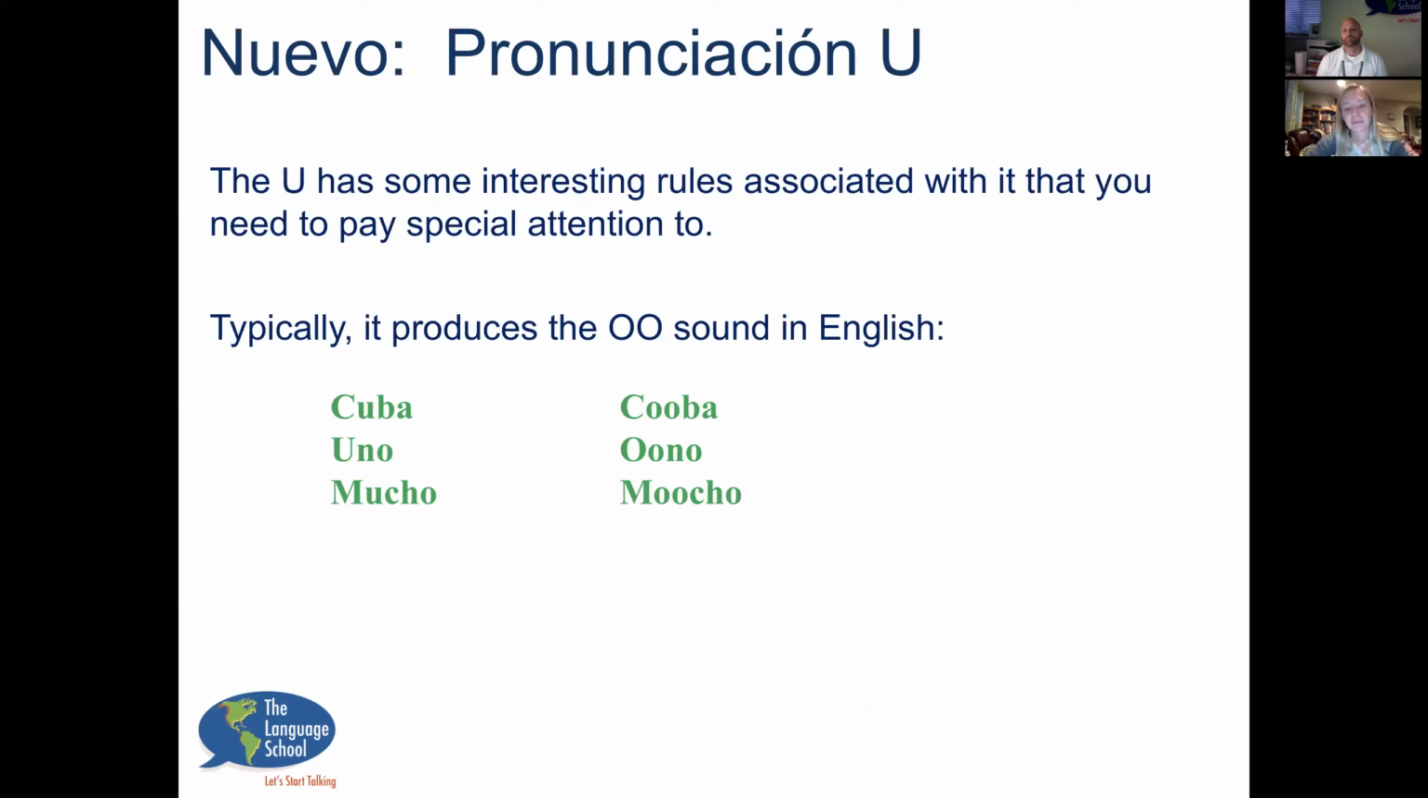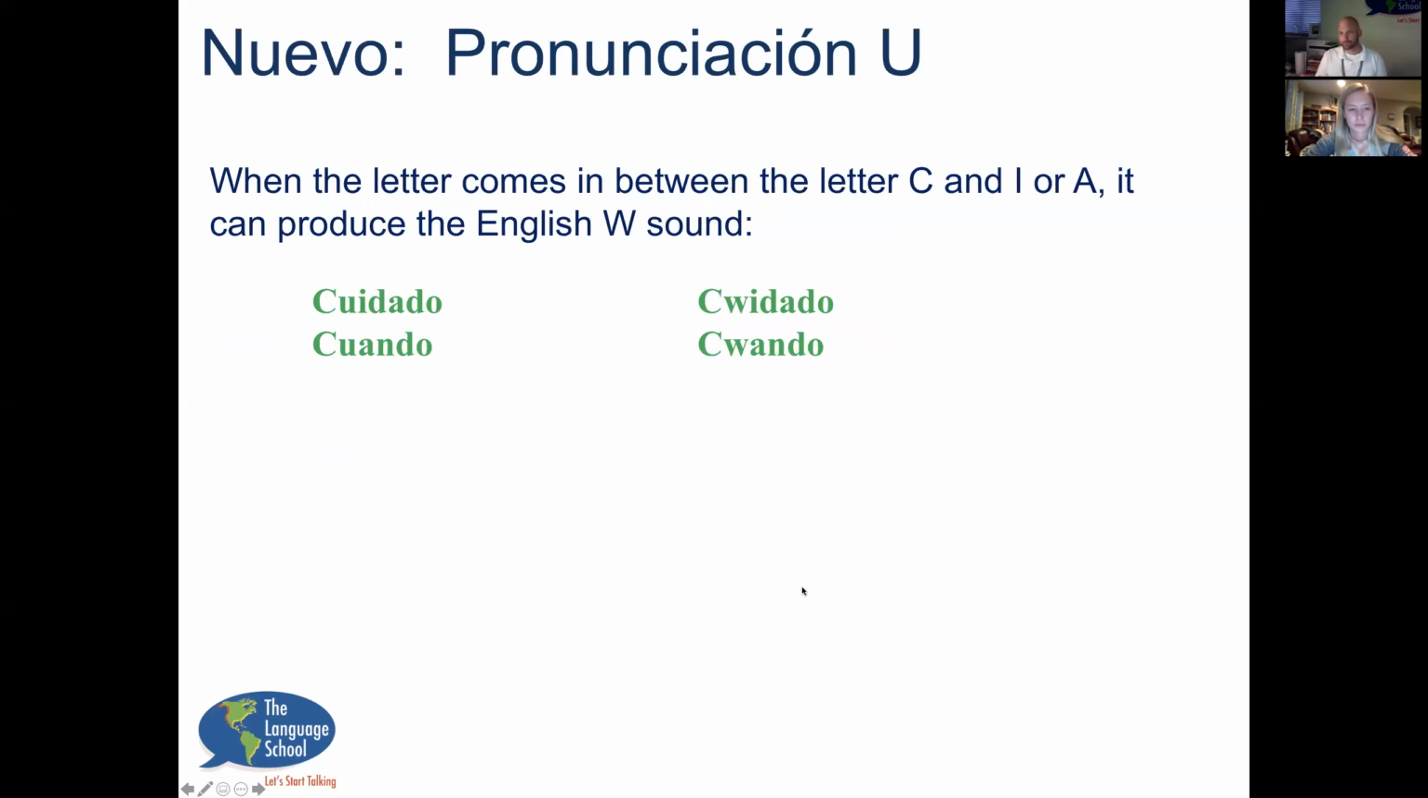The letter U in Spanish typically produces an oo sound, like Cuba, uno, or mucho. There are some exceptions. If it comes after the letter C but before the letter I or the letter A, it can produce kind of like our W sound. So this word would not be pronounced cuidado, but cuidado. This is technically called a diphthong, because the way the ui comes together, it cancels out the double syllable. Cuidado or cuando.